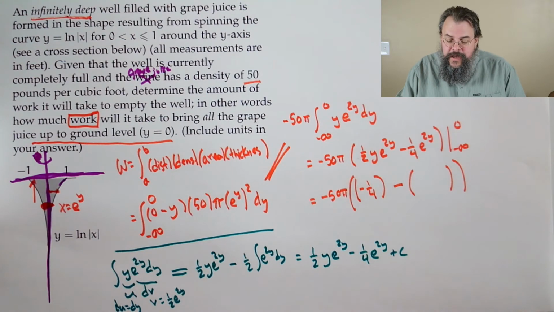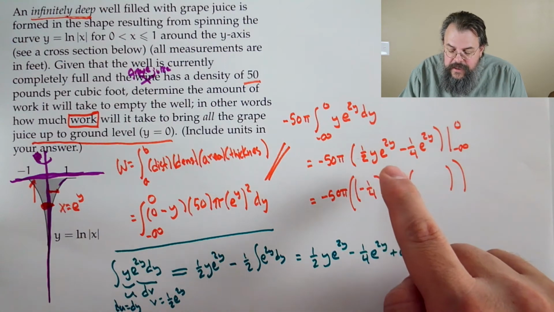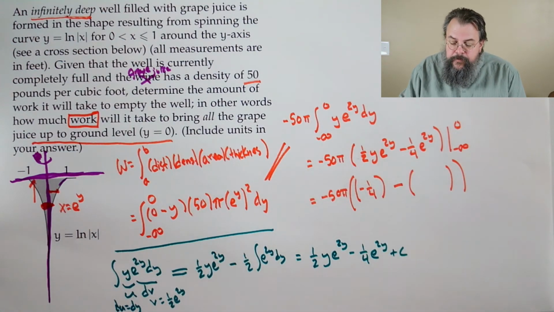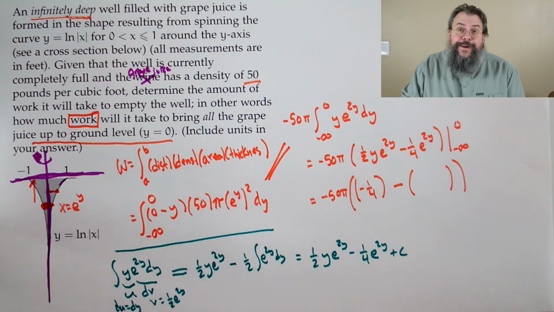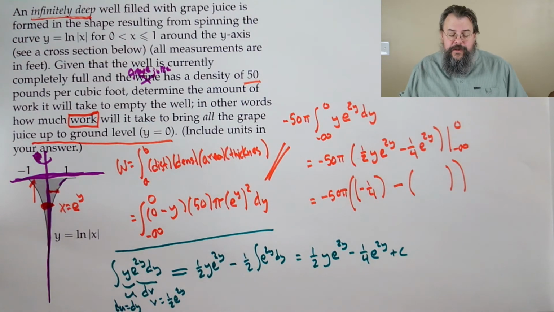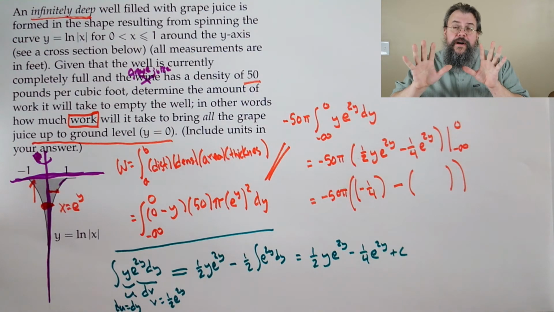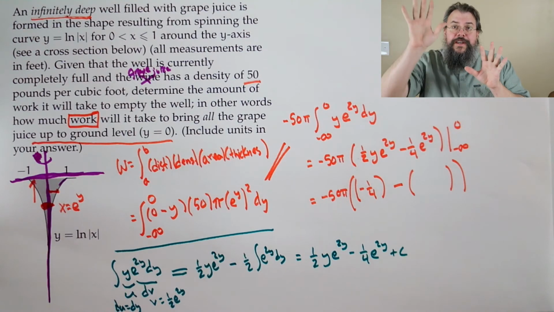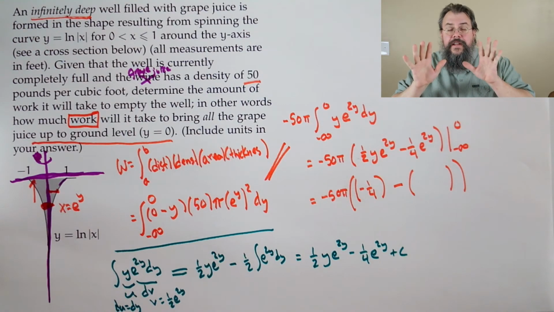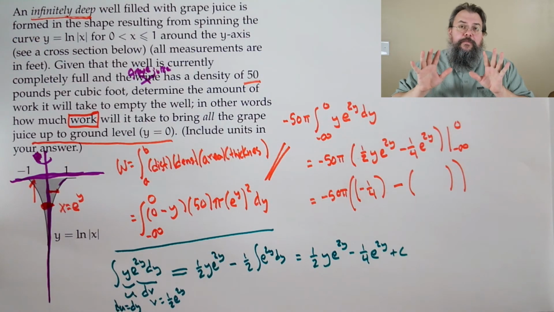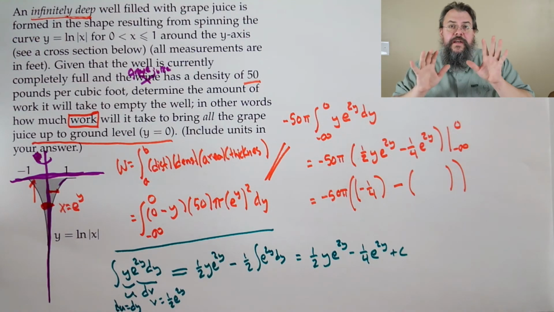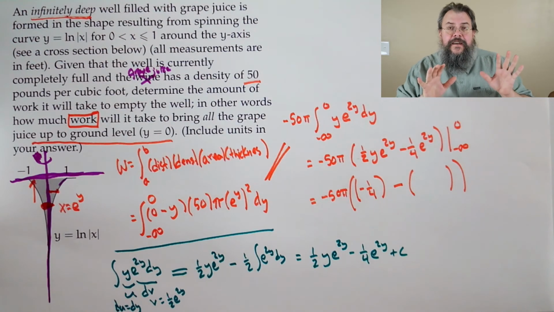The other part, I have y e to the 2y, and I'm going to negative infinity. Well, what happens? There's two pieces. There's the y part, and then there's the e to the 2y part. This y part is getting huge. This e to the 2y part, because it's a negative number, is getting small. So I have polynomial growth, exponential decay.